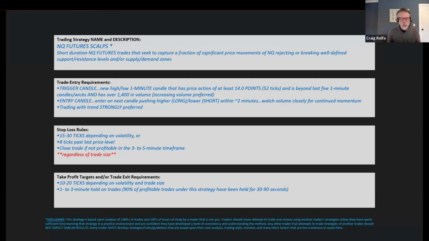How do I know it's 14 and not 18 and not 10? Because I've spent hundreds of hours studying thousands of trades. How do I know it's beyond the last 5 candles and not the last 3 or the last 10? And it has over 1400 in volume instead of 2000 in volume or 800 in volume or even 1550 in volume? Because I've analyzed thousands of trades, spent hundreds of hours going through this, building this strategy.